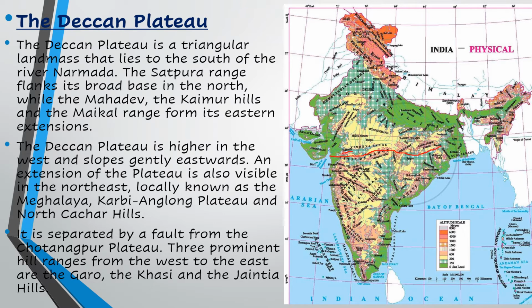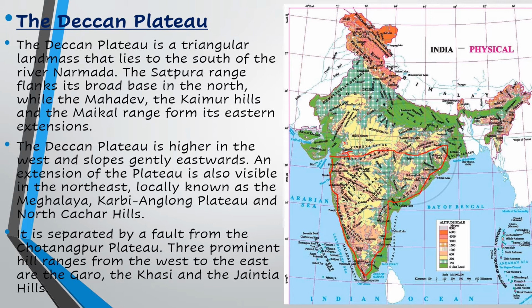Clear? So you can see the triangular landmass leaving the coastal areas. If you see the edge where I am drawing, you can see that it is the triangular landmass. And this particular landmass lies to the south of river Narmada. The upper portion of Narmada is north, the below portion is south.